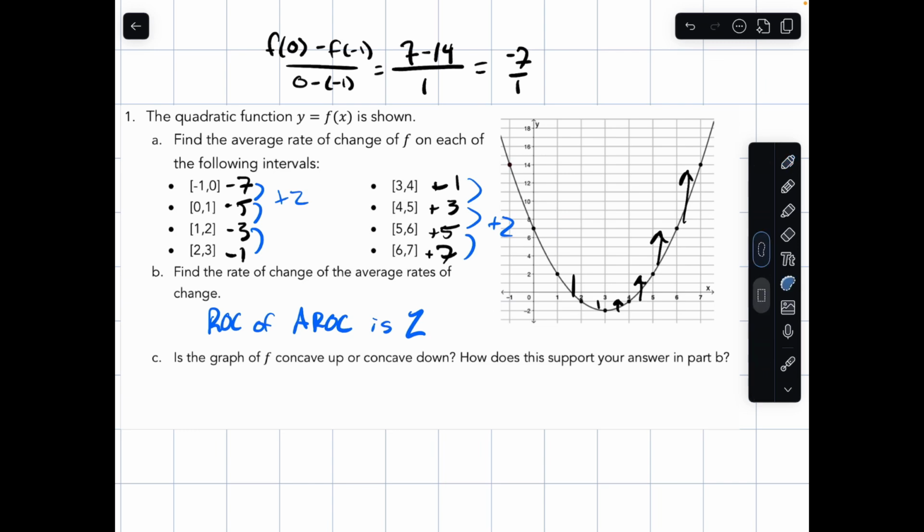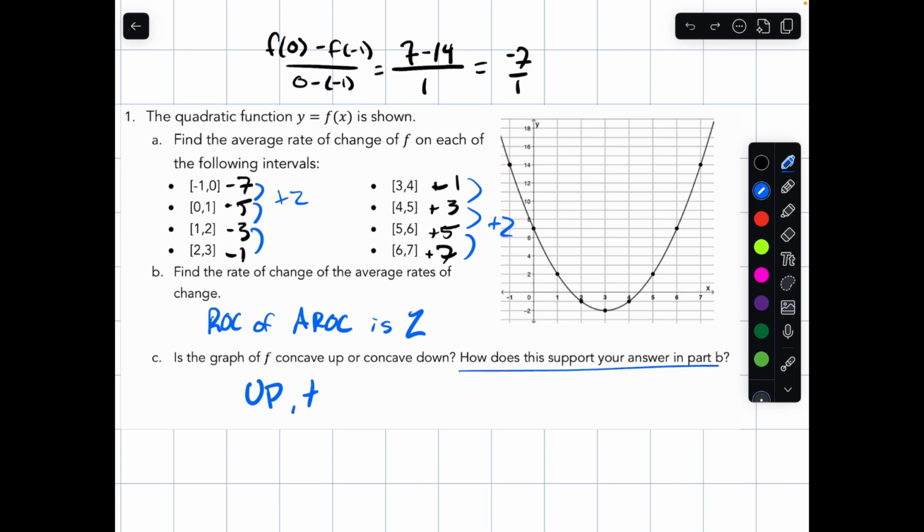Now, obviously, we learned about concavity already. So when we answer this question, we can obviously say it's concave up. We know that it looks like a smiley face, but how does this support your answer in part B? Concave up tells us our rate of change is increasing, or it's positive.